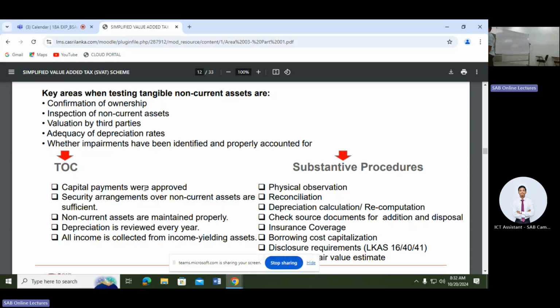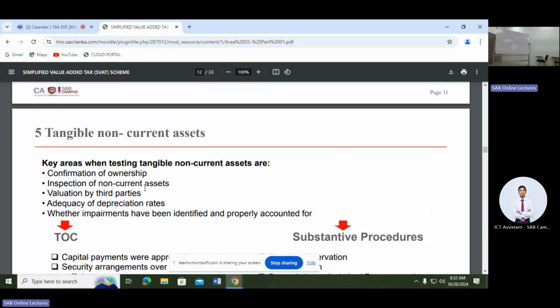Topic: tangible non-current assets. Non-current means inventory is a current asset, so we are not getting inventory here. Here we have PP&E, IP, and biological assets. What is the difference between PP&E and IP?